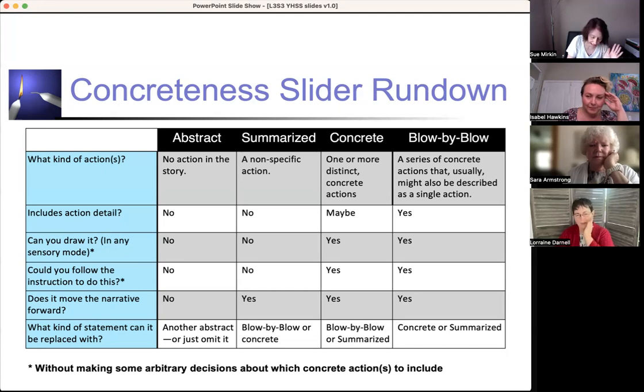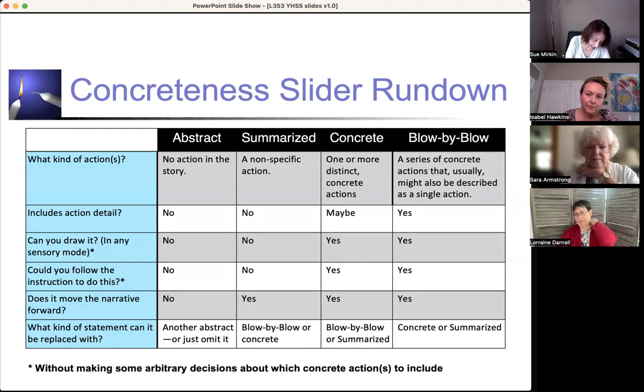So the abstract can be about the feeling, absolutely, but it needs to be portrayed through action. Am I understanding that correctly? Well, when you make an abstract statement, there's no action in that statement. Exactly. So if you want to portray an action, you've got to use one of the other statements in one of the other three categories.